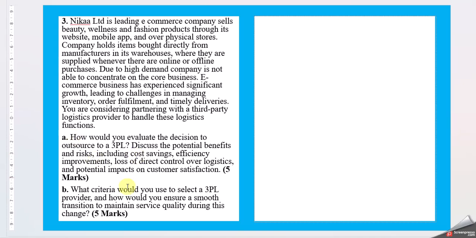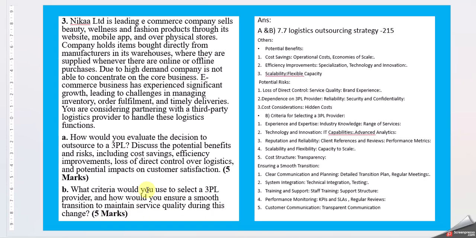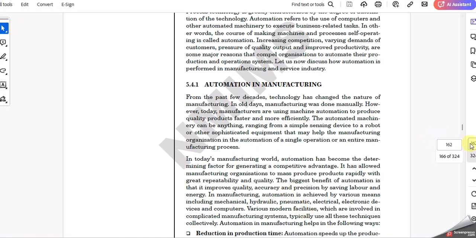So basically, they have mentioned all the factors which you have to focus on and provide your answer. Then for part B, what criteria would you use to select a 3PL provider, a third-party logistics provider, and how would you ensure a smooth transition to maintain service quality during this change? Let us see. For questions A and B, we can find it in chapter 7, Logistics Outsourcing Strategy, page number 215.